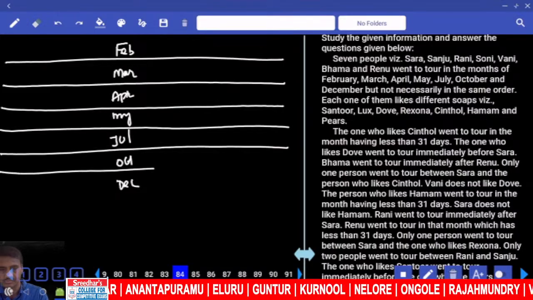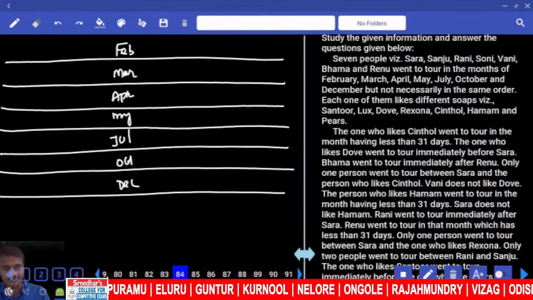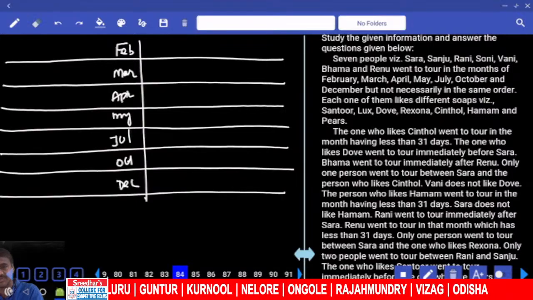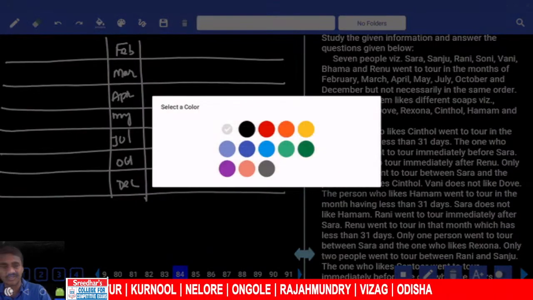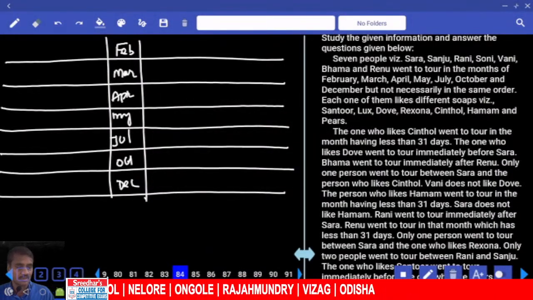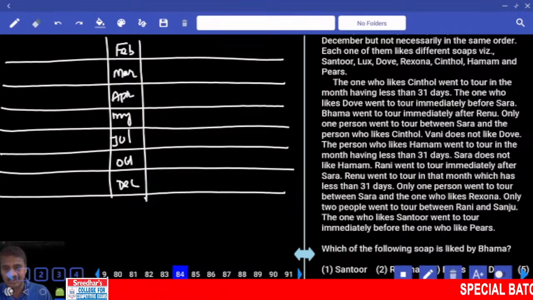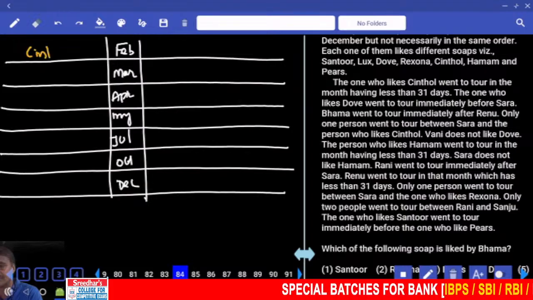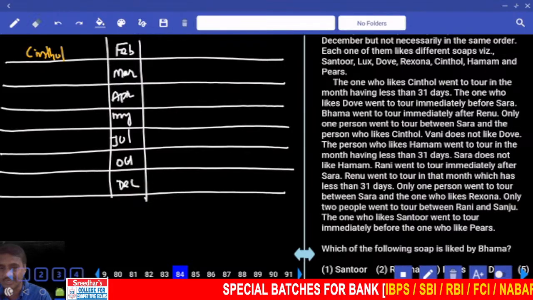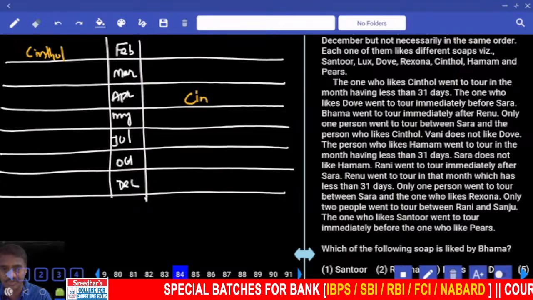And one parameter is also added. What is that parameter here? And each one of them likes a different soap as well. The one who likes Synthol went to tour in the month having lesser than 31 days. Now, less than 31 days, tell me how many possibilities do we have? Less than 31. Feb, April, only 2. And then you can start with the Synthol directly, isn't it? Less than 31 days, there are only 2 months.